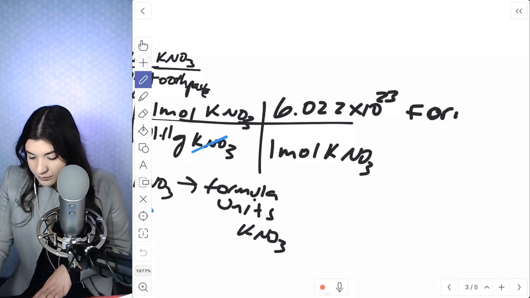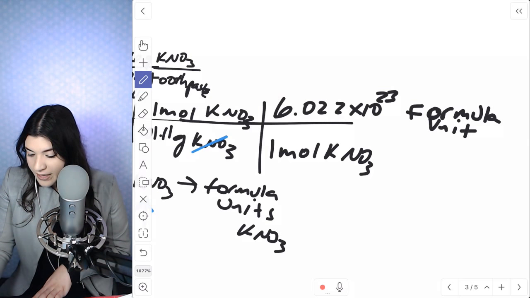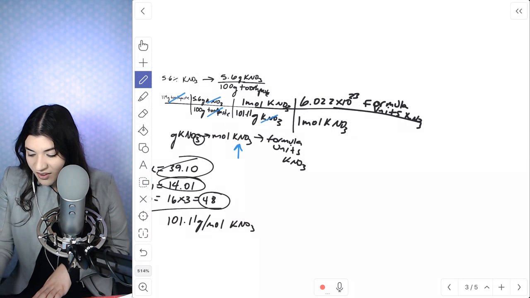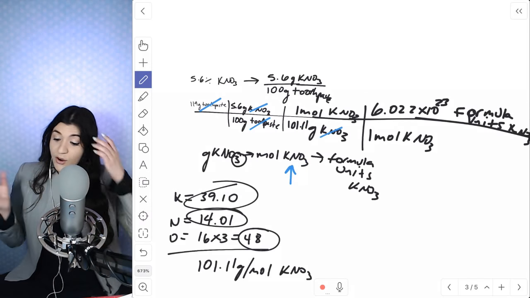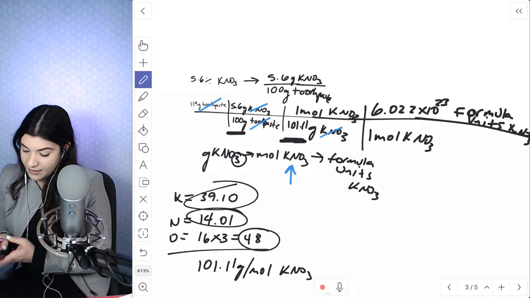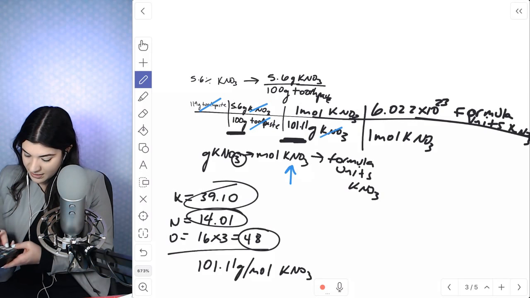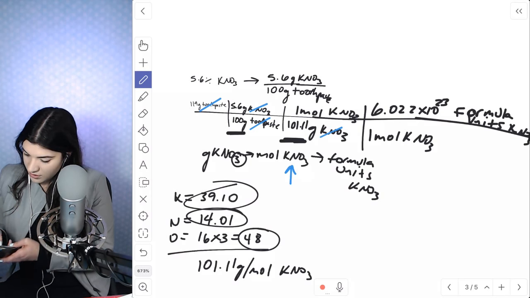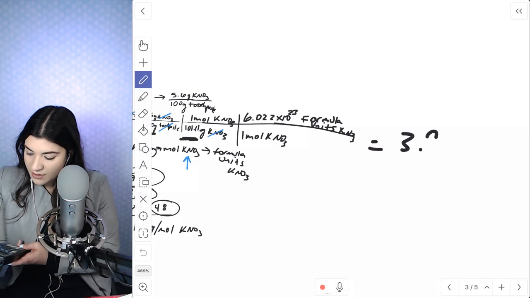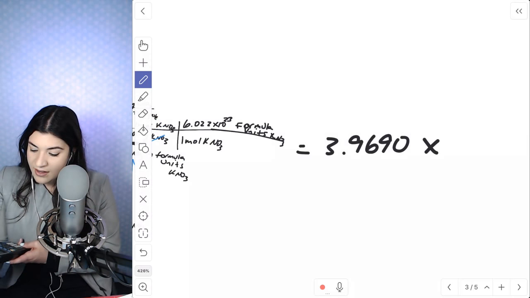So let's see, KNO3, there we go. Okay, so formula units, we're finally there. I know these questions tend to be long, so I'm just going to multiply straight across and then divide by 100 times 101.11. All right, so let's see what this gives us after we multiply everything out. And then we'll check our sig fig count just to double check we have the proper ones. And what do I get? Okay. So I get 3.9690 times 10 to the 22nd, and this would be formula units of potassium nitrate.